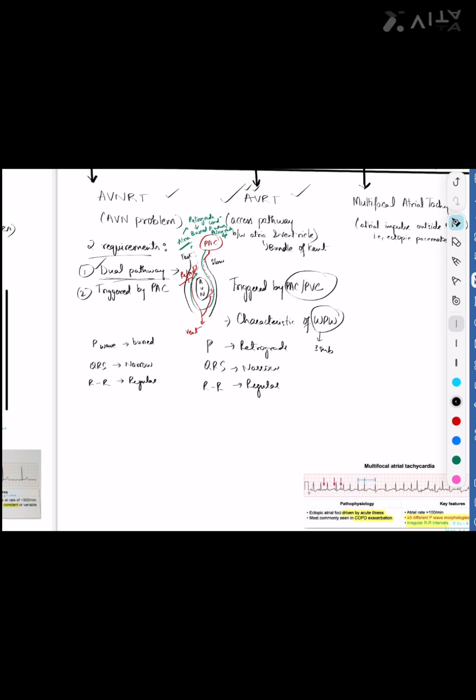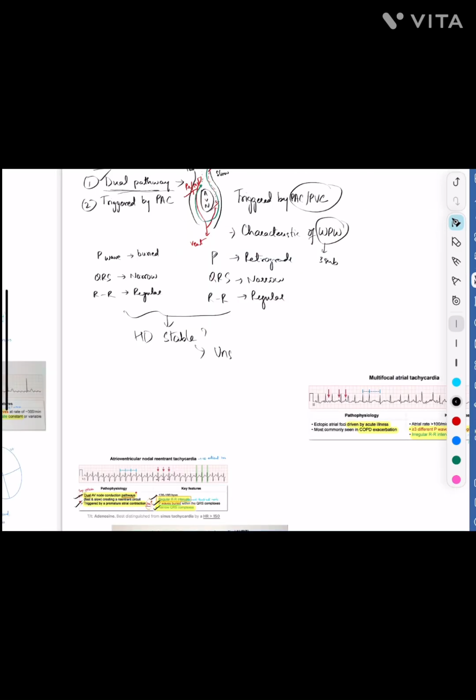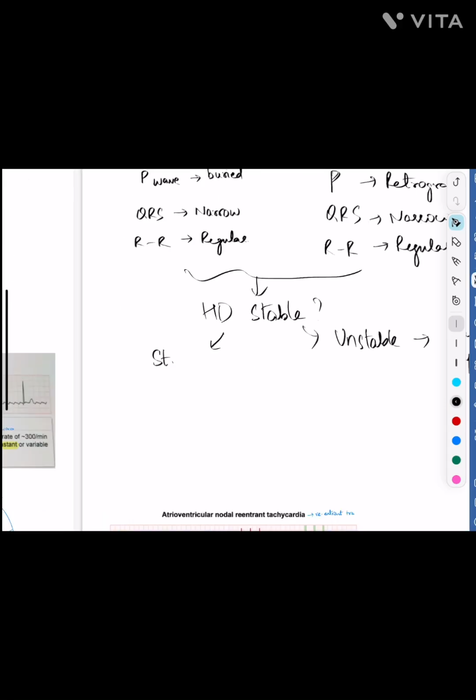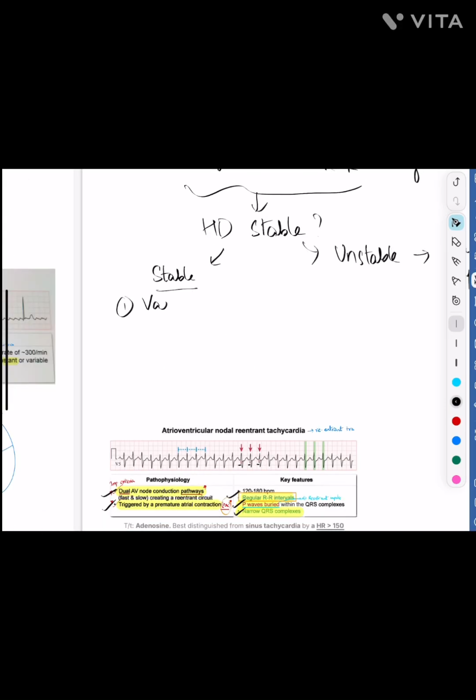So you should check for the hemodynamic stability first. If the patient is unstable, you should go for cardioversion. What is cardioversion? Cardioversion is basically when you give shock in sync with QRS complex. So it's called synchronized cardioversion. Next, if he is stable, you should go with vagal maneuvers.